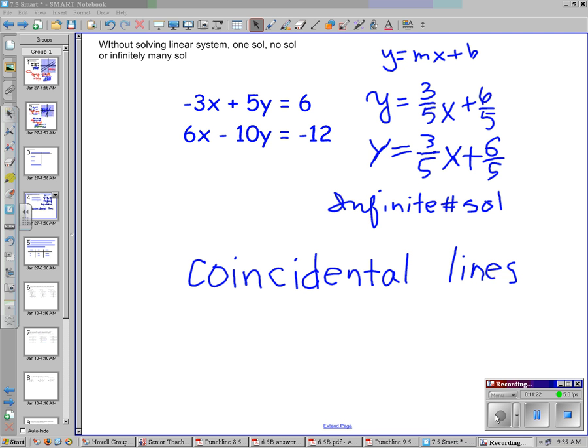Jake? So, could you say for your answer, would you say coincidental lines or infinite number of solutions? The question will be, how many solutions are there? What do you think the answer should be if I'm asking how many solutions are there? Infinite. Infinite number of solutions. If I ask what kind of lines are these, they're coincidental lines. They coincide. That's why they're called coincidental.